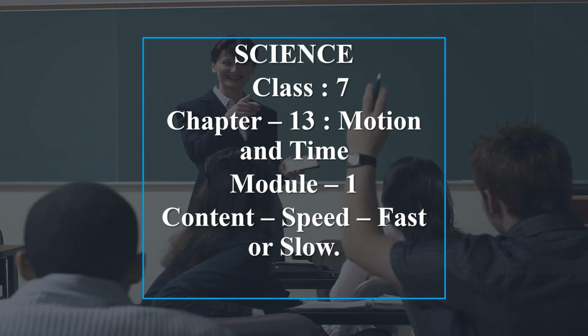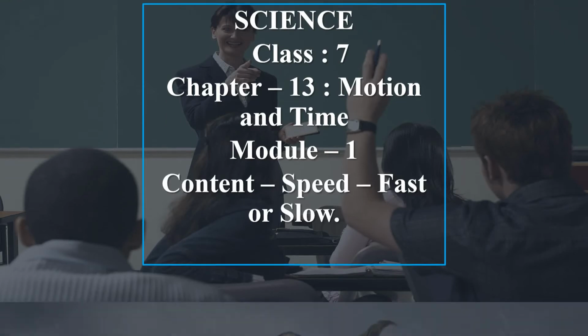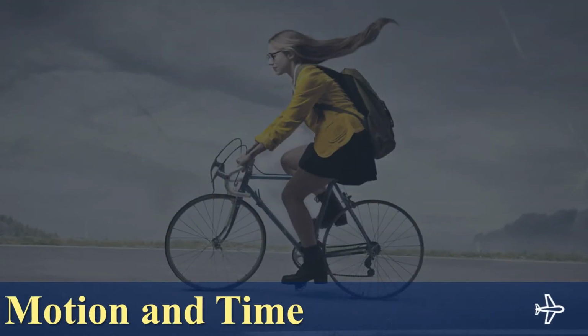Hello students, welcome to the first video of Science Class 7 Chapter 13 Motion and Time. Students, in this chapter we shall discuss the parameters that indicate how fast or slow an object is moving, and we will also discuss the basic terms related to motion like speed, average speed, uniform motion and non-uniform motion. So let us start.